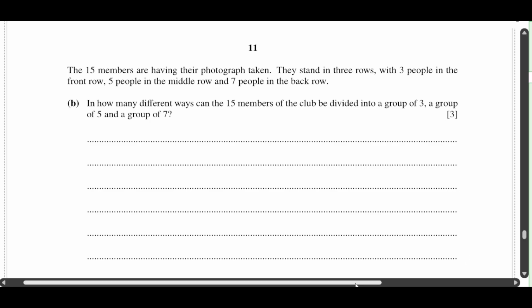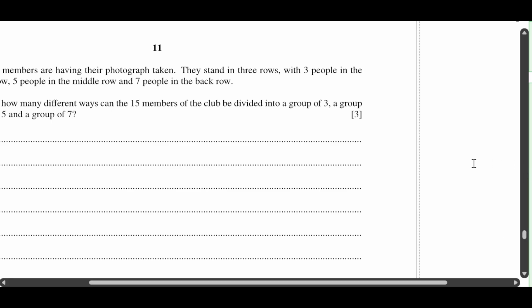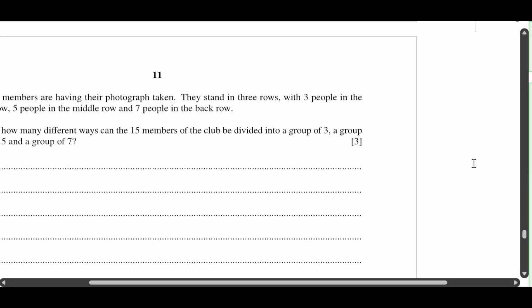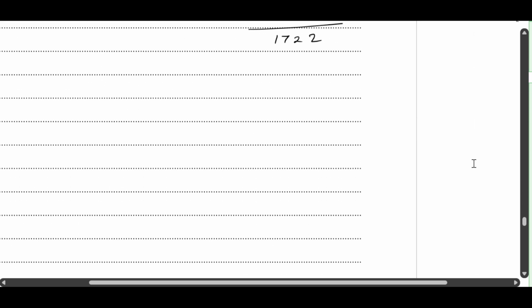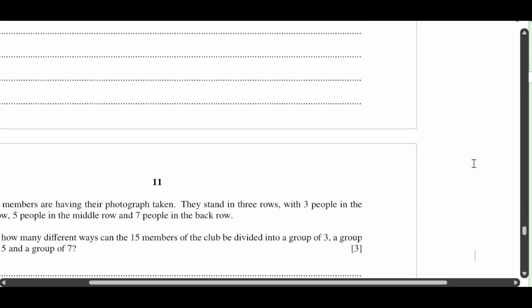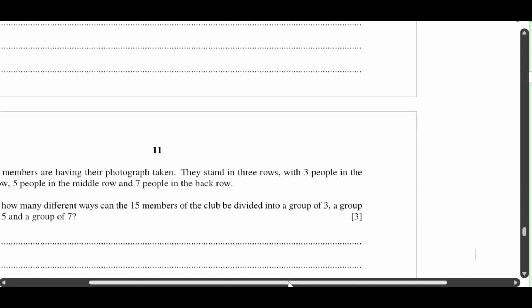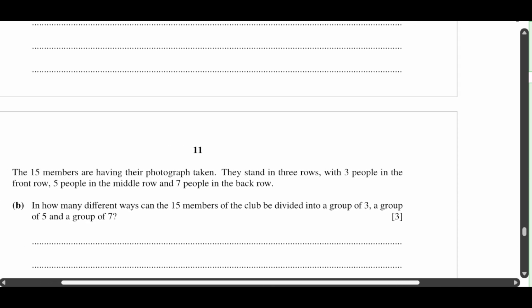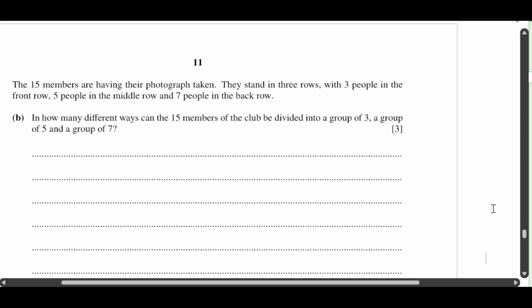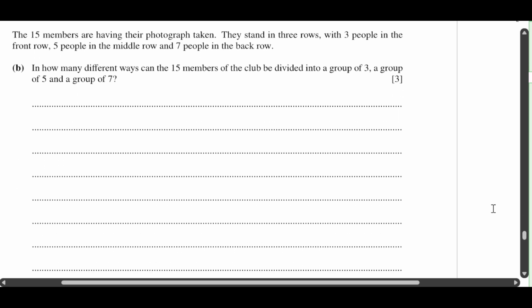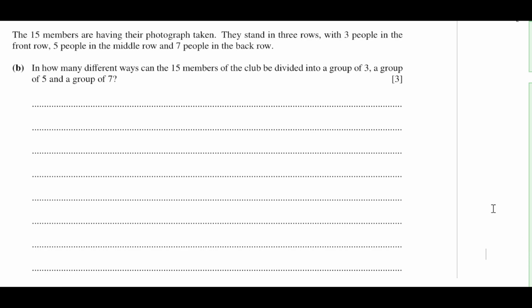Okay, next part of the problem. This part we have done. The next part: the 15 members are having their photograph taken. They stand in 3 rows with 3 people in the front row, 5 people in the middle row, and 7 people in the back.